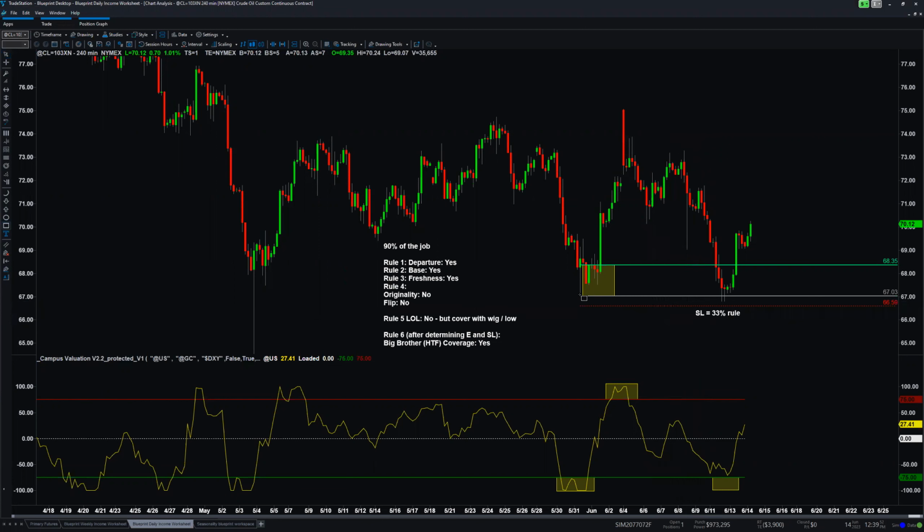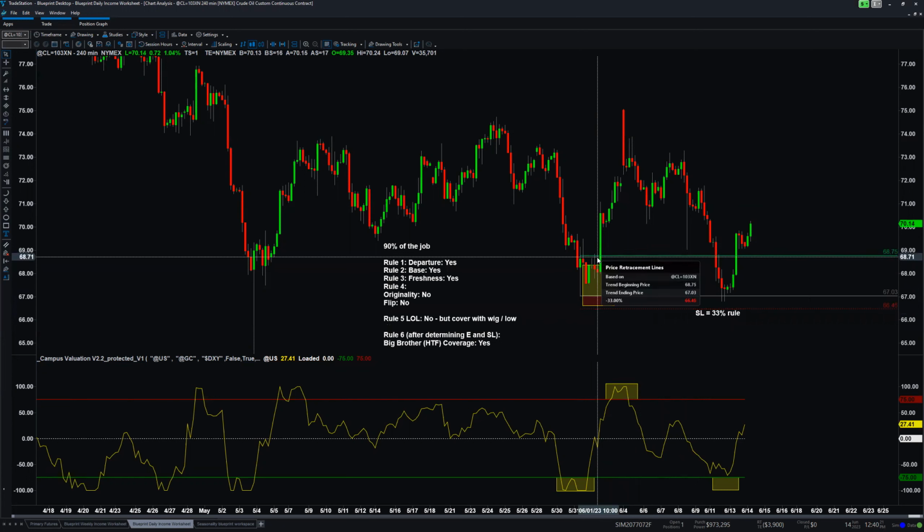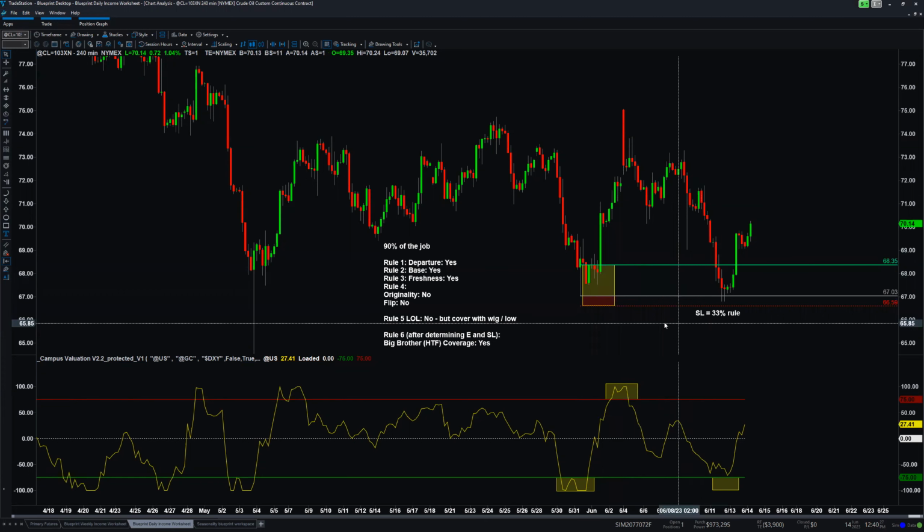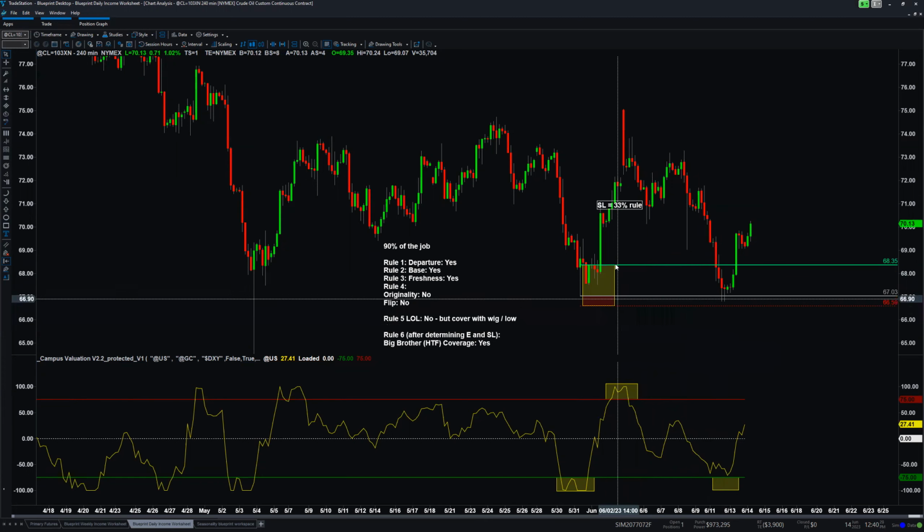33%. So this right here from distal to stop loss is 33% the size of the zone from proximal to distal. So you can see that if I'm now changing the proximal higher, the distal, the stop loss also moves lower because it's automatically calculating 33% from proximal to distal. Now that's our 33% rule.